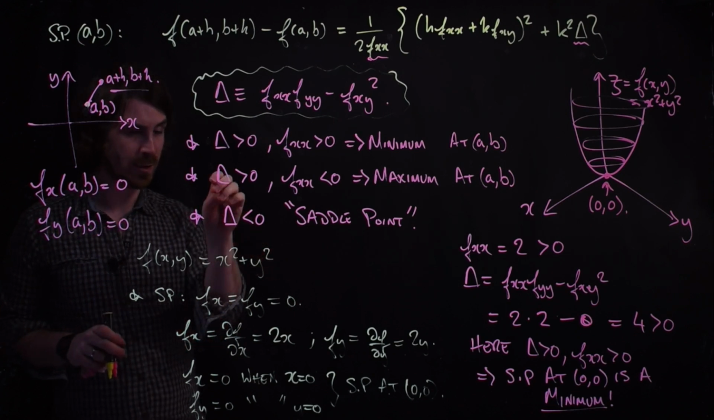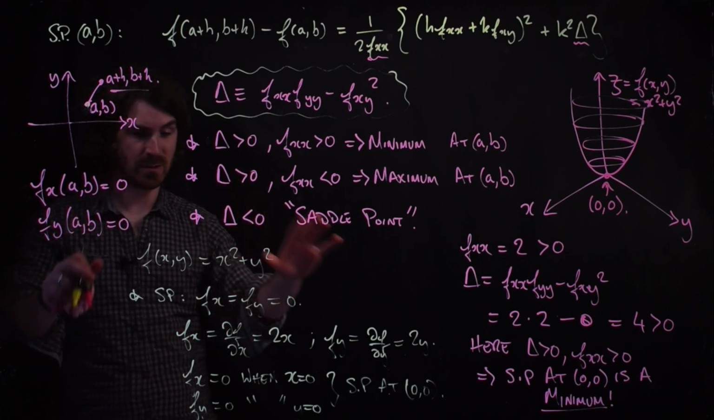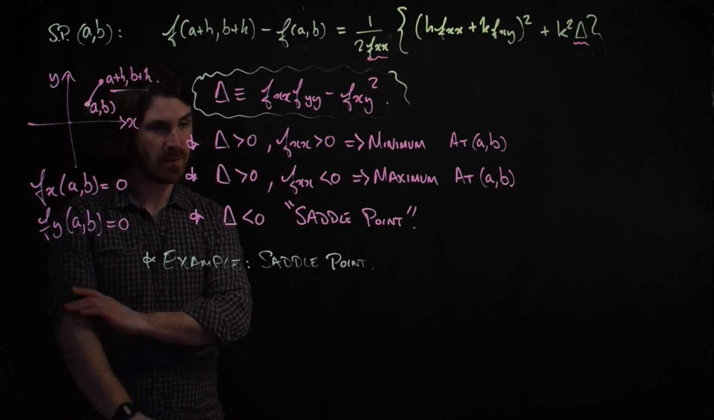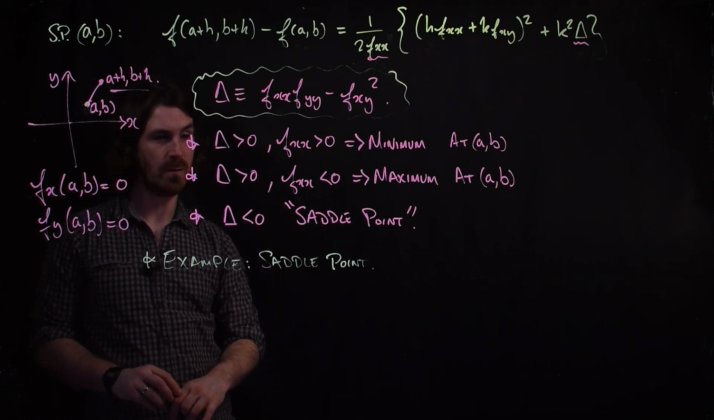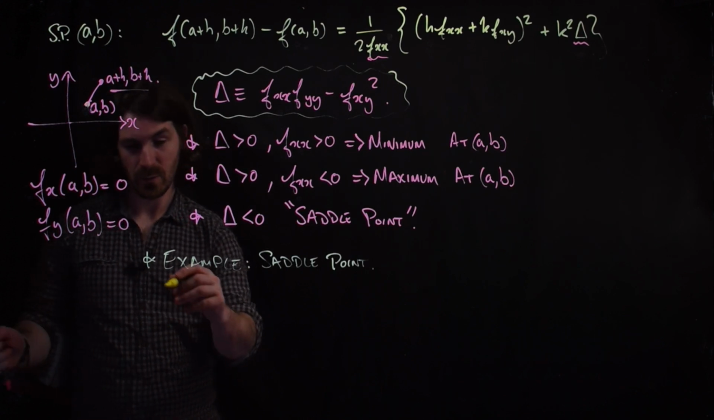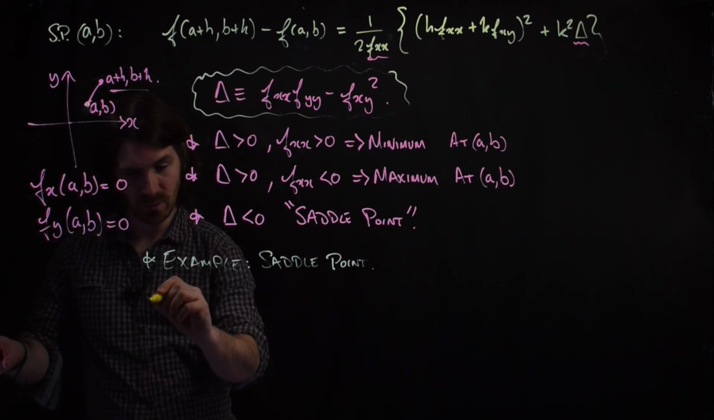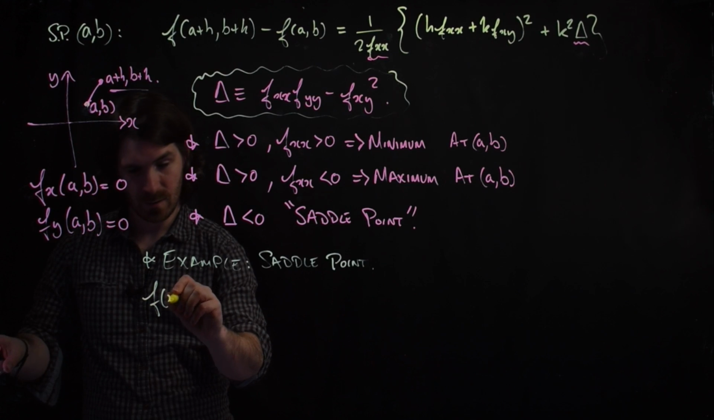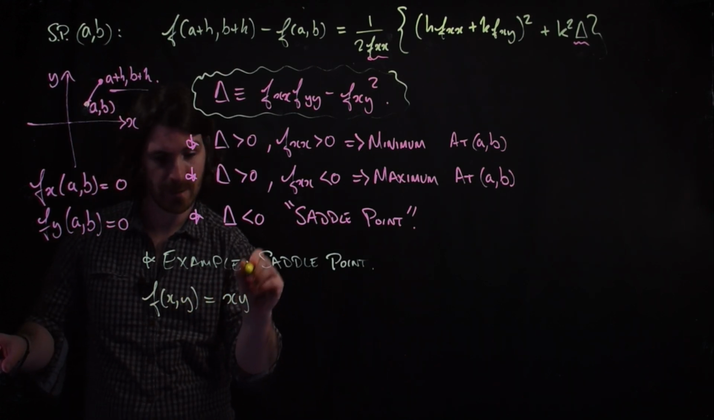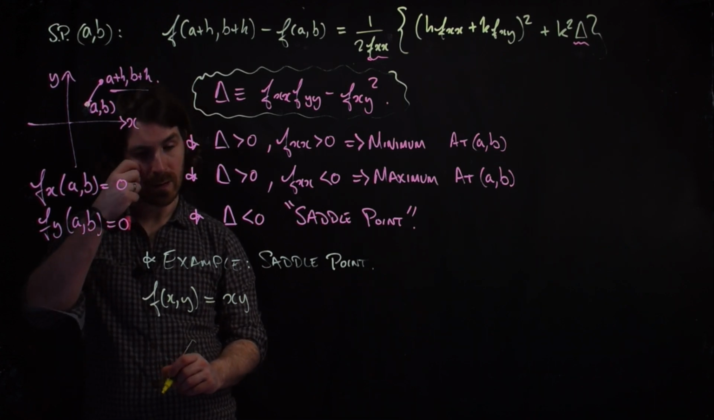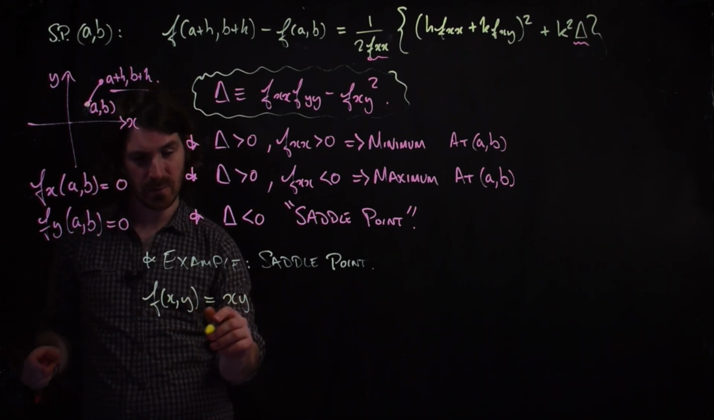Let's look at a quick example of a saddle point, and that's us done with section 2. Okay, so let's finish off section 2 with just a quick example of a saddle point. We don't need to think about that complicated function to get a saddle point. We can think about the function that's just given by x times y.